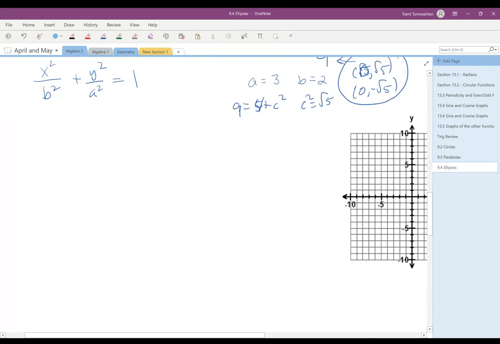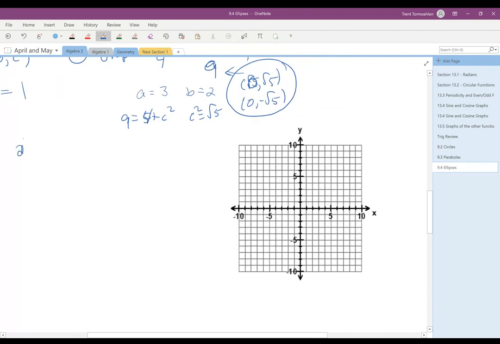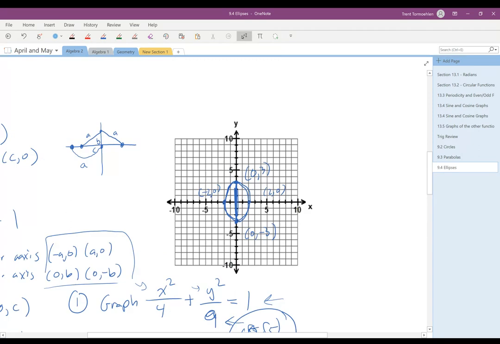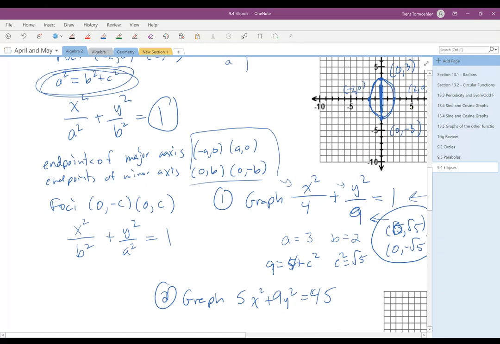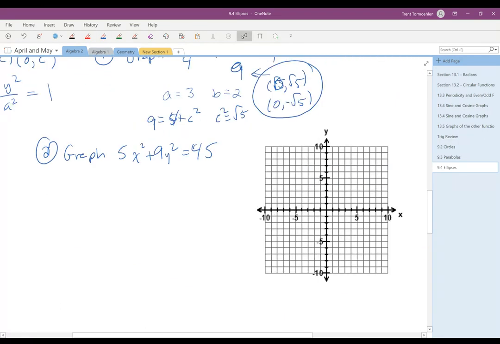So if I am given a problem like this, where I'm asked to graph something like 5x squared plus 9y squared equals 45. Well, note, when we do the ellipse, it's got to be equal to 1. And so you always want to start by making sure that your ellipse is equal to 1, your equation. And so right now it's equal to 45, so I need to divide through by 45. And when I divide through by 45, that gives me x squared over 9 plus y squared over 5 equals 1.